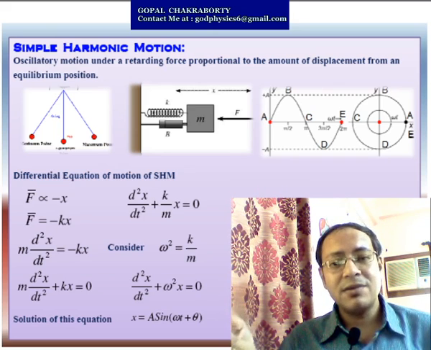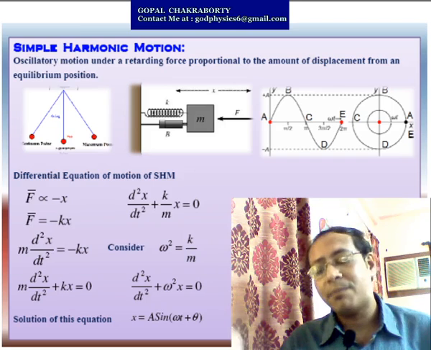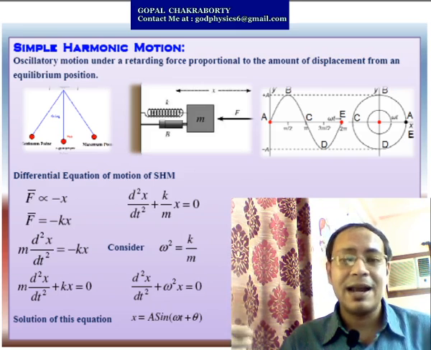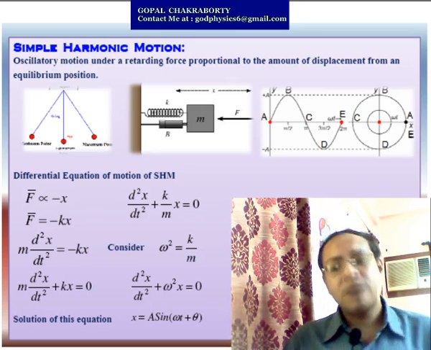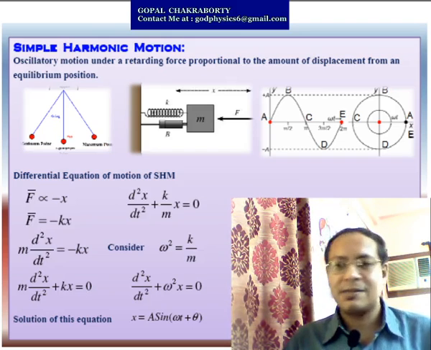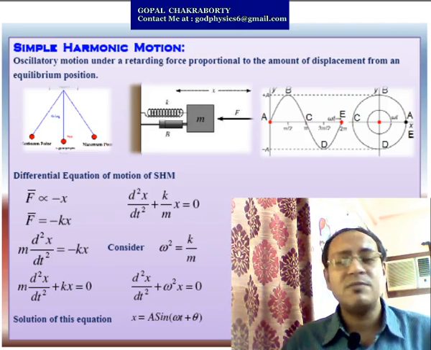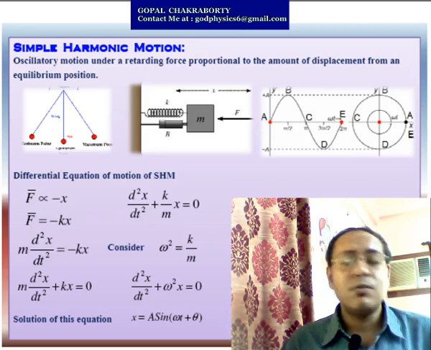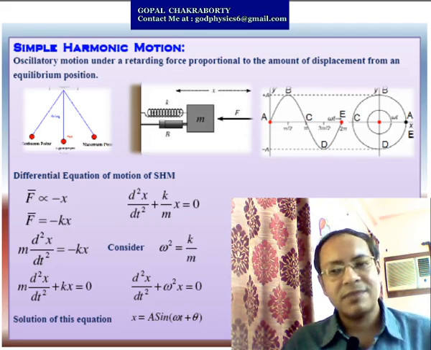That is why it is called restoring force, because it helps to restore the original position, where the particle was at rest, or a particular fixed point after a certain interval of time. So that force is proportional to minus x. Now as per Newton's second law, force means mass times acceleration. So m d2x/dt2 equals minus k x, where k is the proportionality constant.